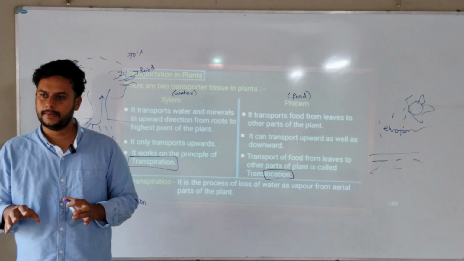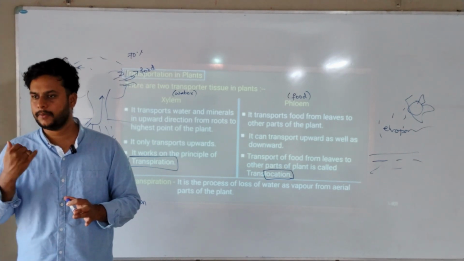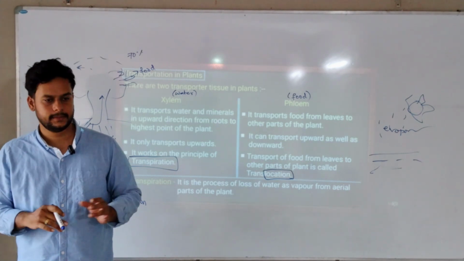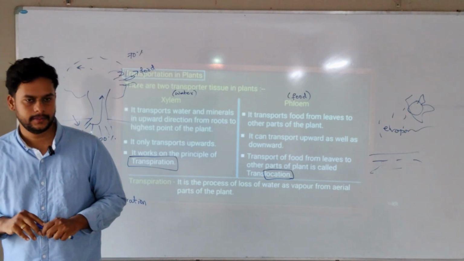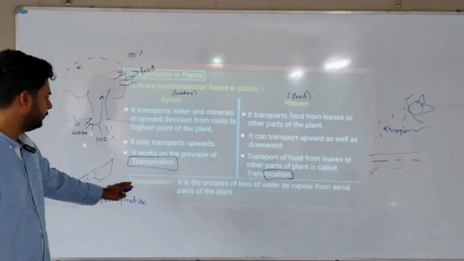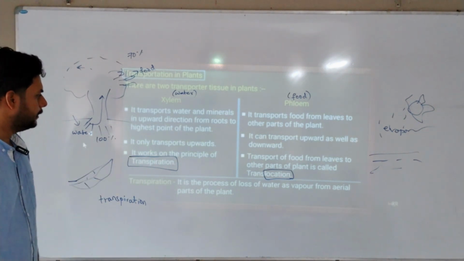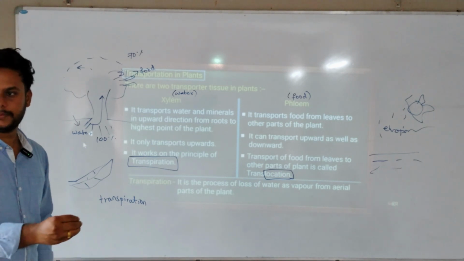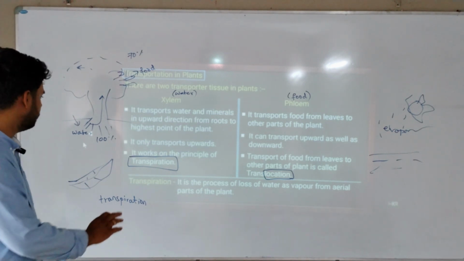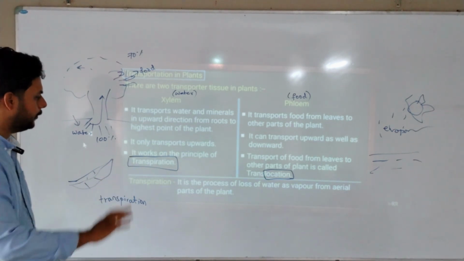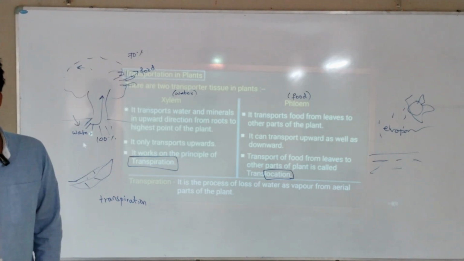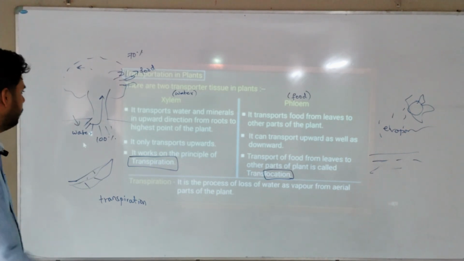Transpiration means whatever water is taken by the plant gets evaporated in the form of what? Vapor from the aerial parts of the plants is called transpiration. Any doubts? Correct, take a look. Transpiration, translocation. Translocation is very easy. Transfer of food from leaves to other parts of the plants is called translocation. Transpiration is a process of loss of water as vapor from aerial parts of the plants. Any doubts? Okay, once again we'll read from the beginning.